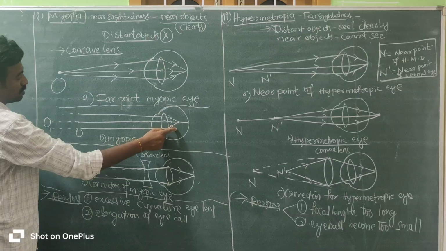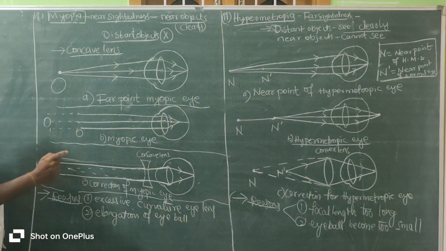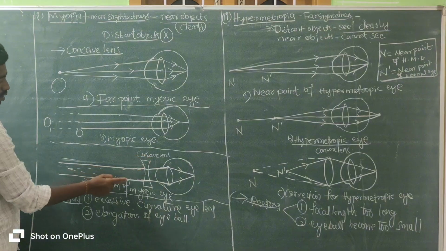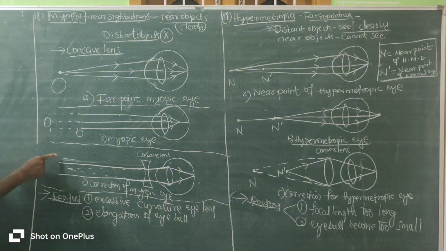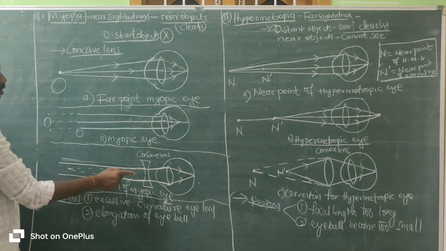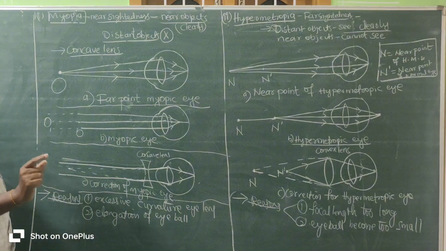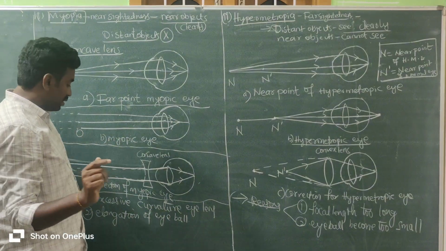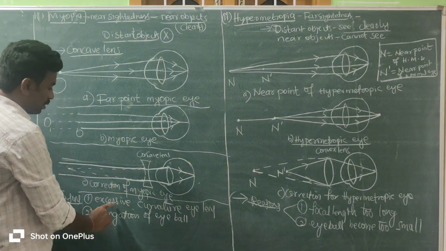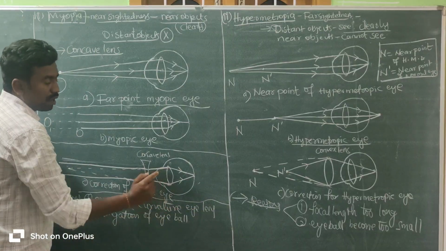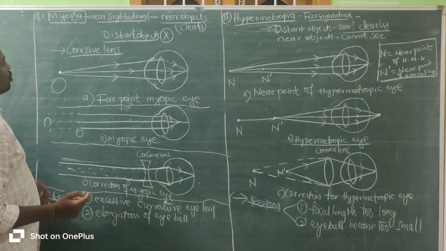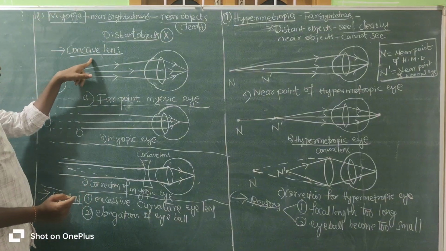So this causes myopia. To correct myopia, we use a concave lens. If you place a concave lens in front of the eye, the light rays coming from O dash converge on the retina, and the eye defect is corrected. Generally, this eye defect arises because of two reasons. First, excessive curvature of the eye lens. Second, elongation of the eyeball. To correct myopia, we use a concave lens.